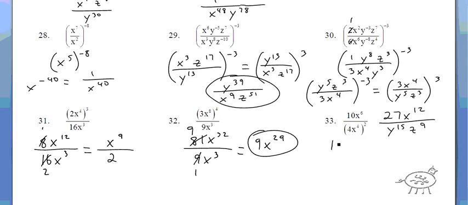Okay, so let's do this one. 10x to the 6th over 4 squared is 16. x to the 4th squared is x to the 8th. And that's going to be a 5 and an 8. So we have battle, and the south wins by 2, so 5 over 8x squared.